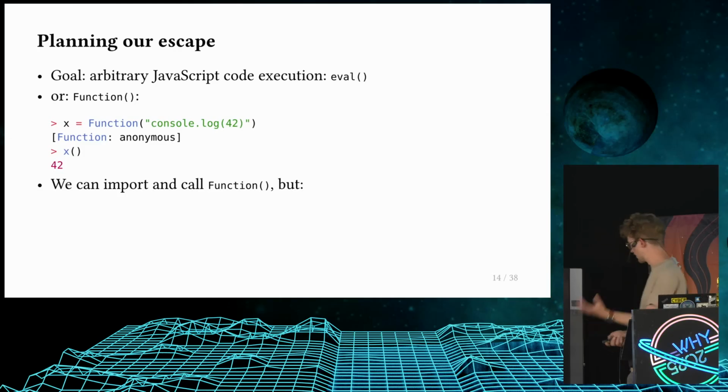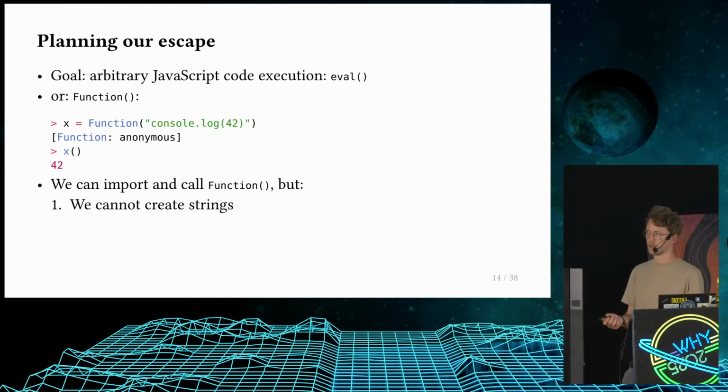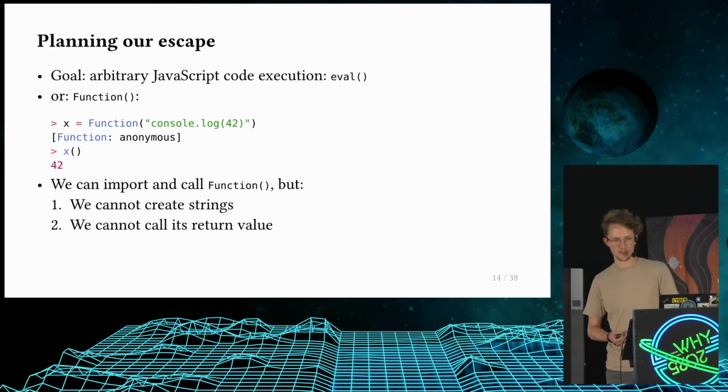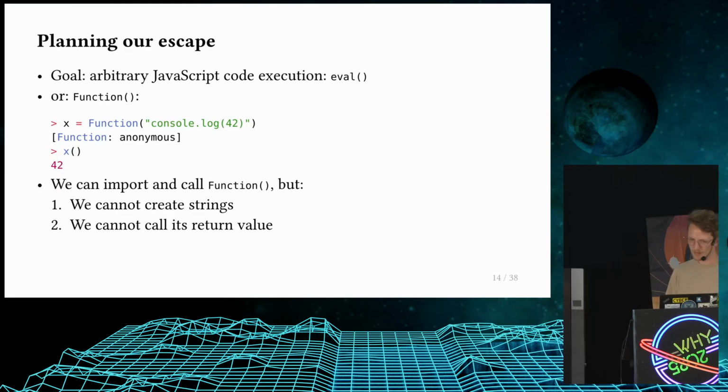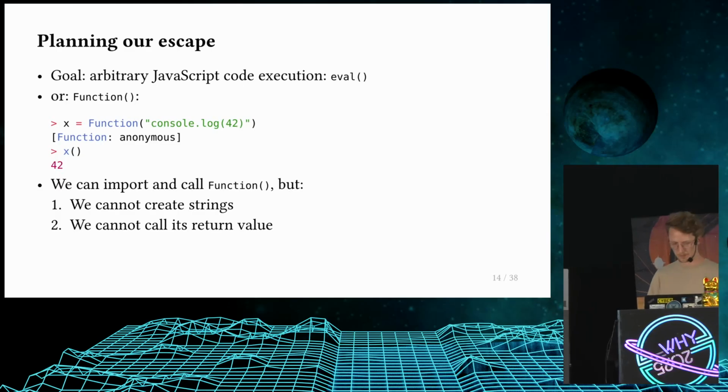And as I said, we can import this function constructor, but the problem is that we cannot create strings, right? There's no string construction mechanisms in WebAssembly. So we can call this thing, but we can call it with an integer, and that's it. So that's a problem. And the other problem is that we can call it and we get the return value as an externref, but we can then not call that because there's no way specified in WebAssembly to call functions or external functions dynamically, at least. So these two things we need to solve.